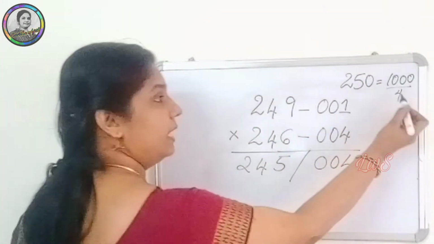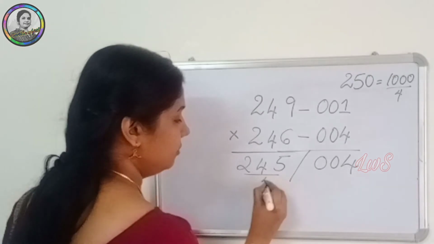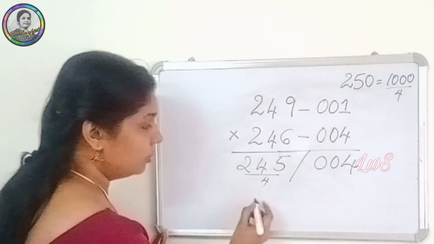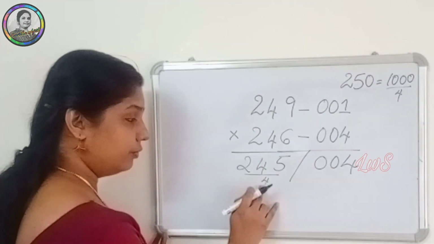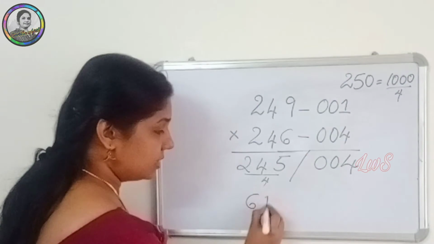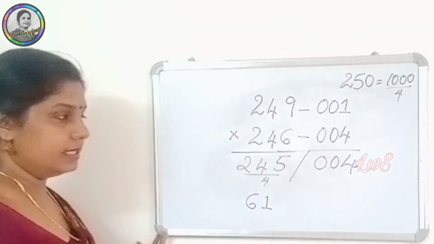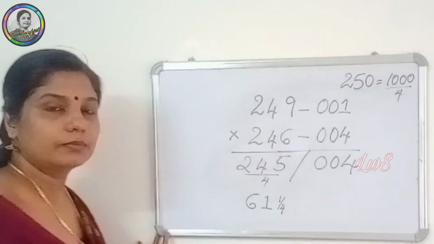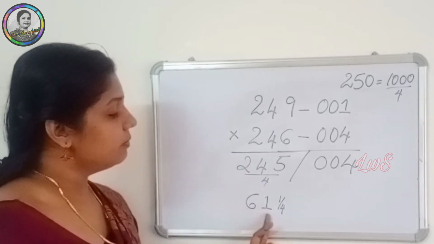Now we have to divide this part by 4. 24 divided by 4 is 6. Now in 5 we have 4 one time. So just write that 1, and again 1 is a remainder. So that is 1 out of 4. 245 divided by 4 is 61.